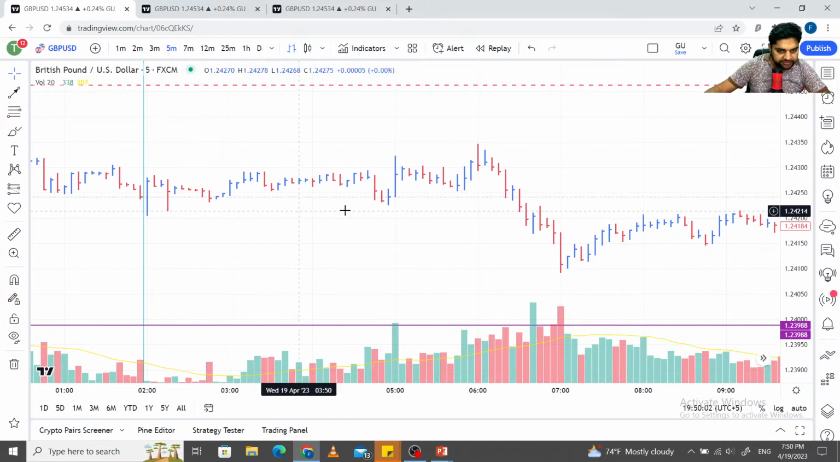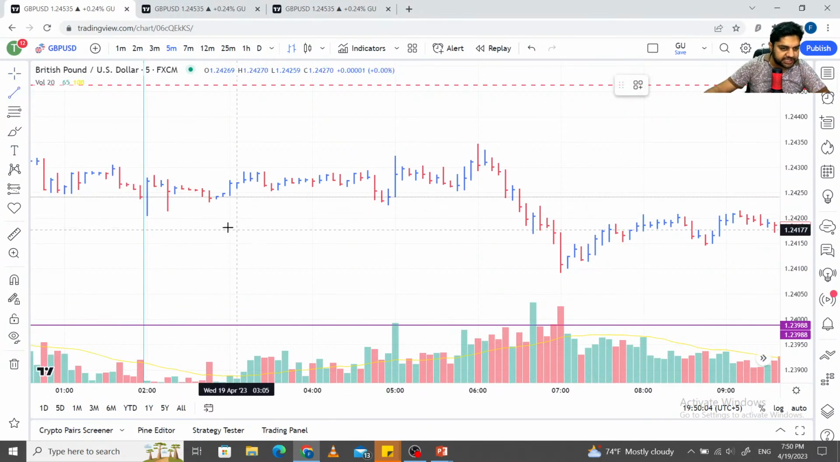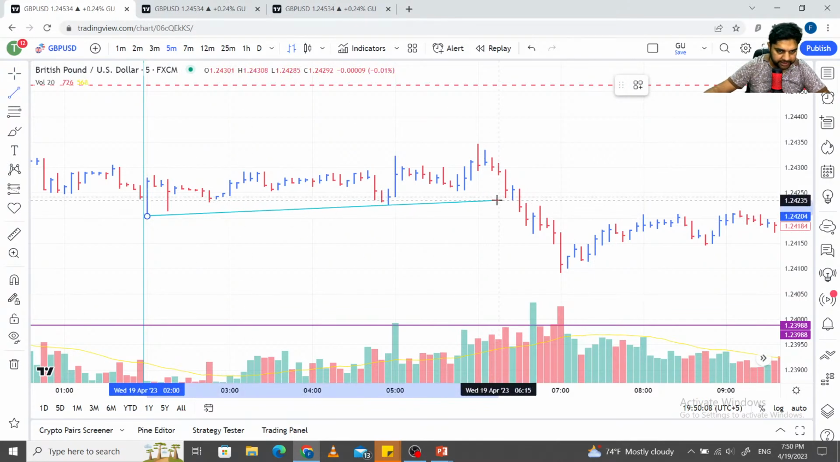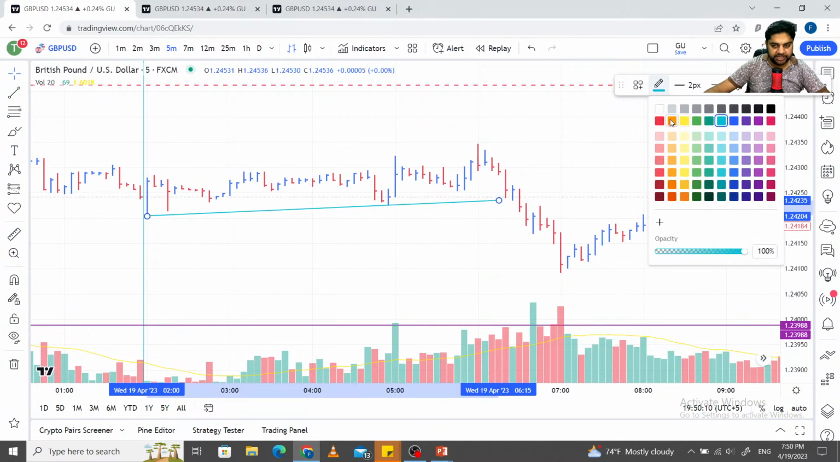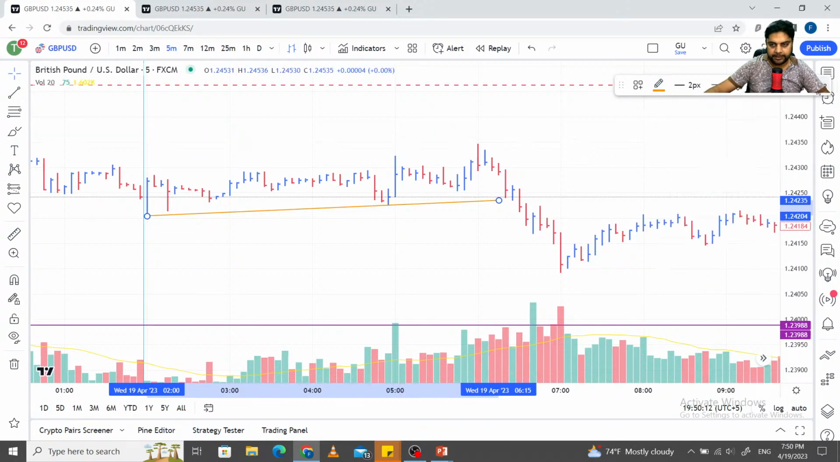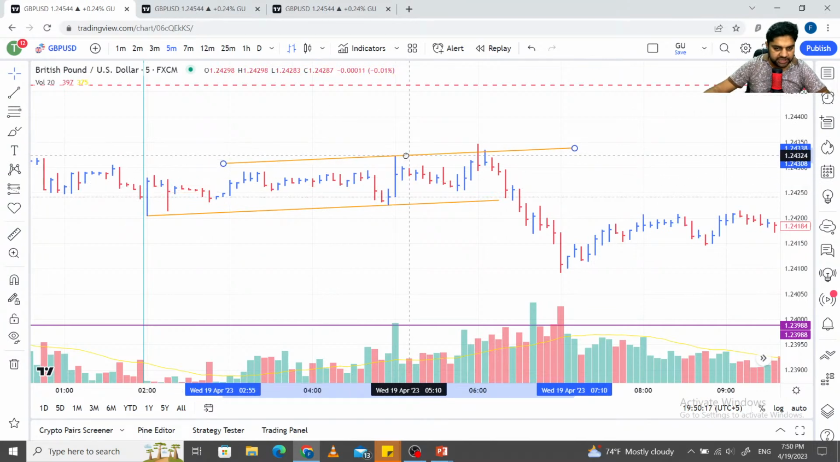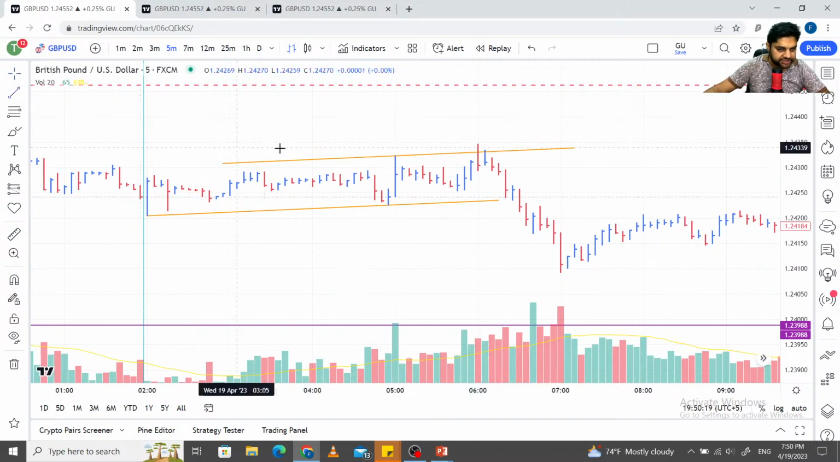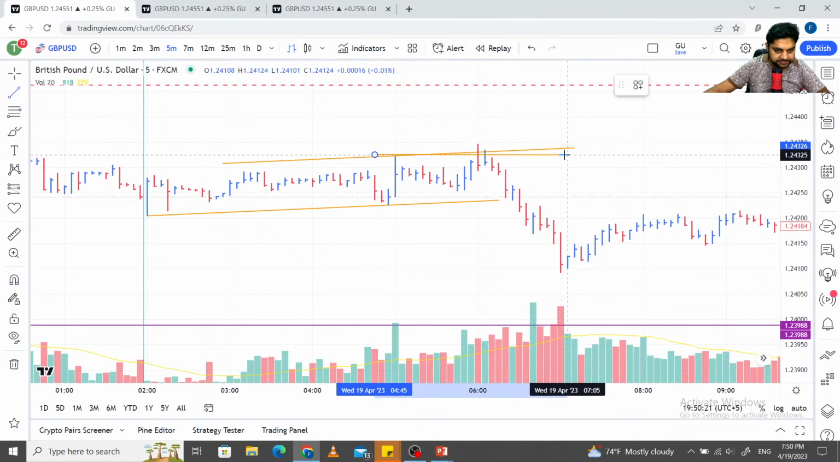Can we draw a trend channel from here? Well, yes, we can. Let's start from here. We have a minor trend channel. It goes up and then there is cloning. And can you see that there is this upthrust? Can you see this, guys?